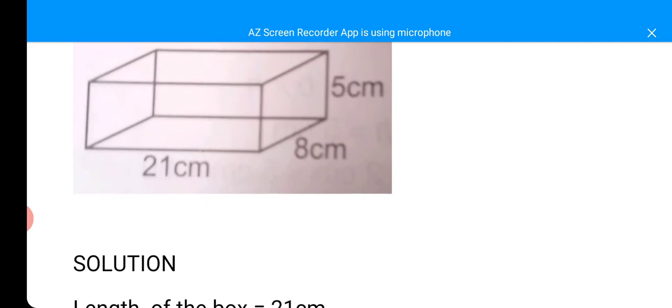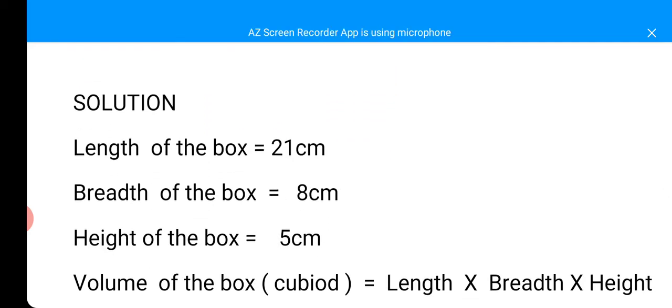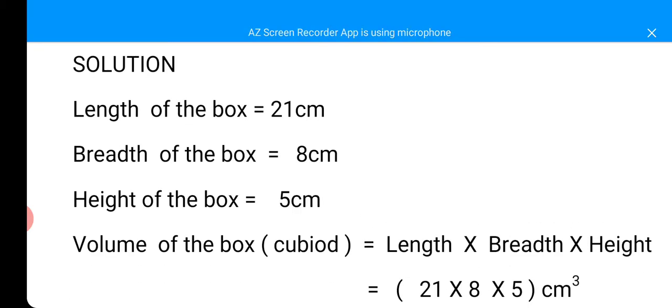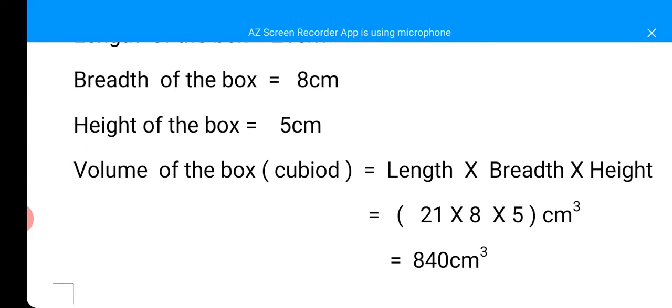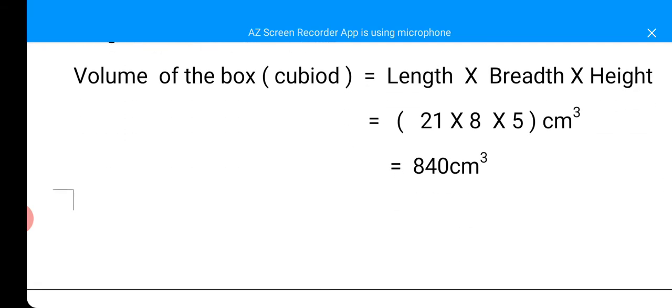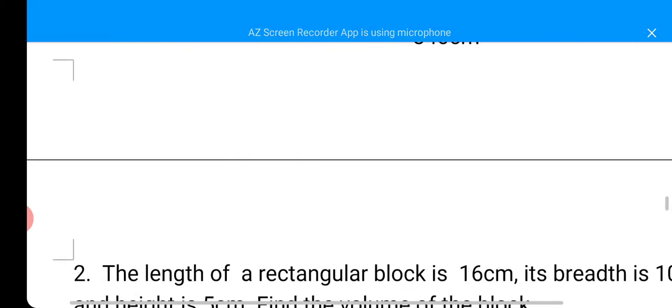Find its volume. Solution. Length of the box given to us is 21 cm. Breadth of the box is 8 cm, while the height of the box is 5 cm. So volume of the box, which looks like a cuboid, is equal to length times breadth times height. So the volume will be 21 times 8 times 5, and that is 840 centimeter cube.